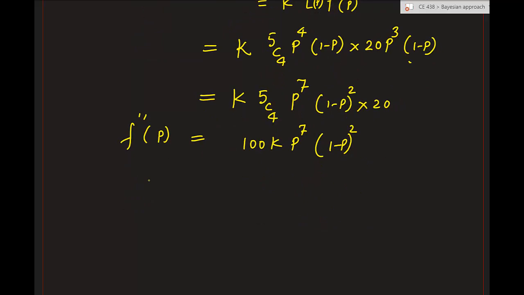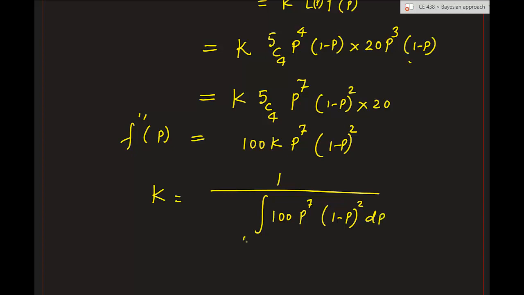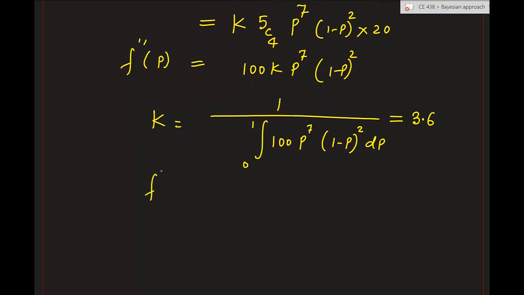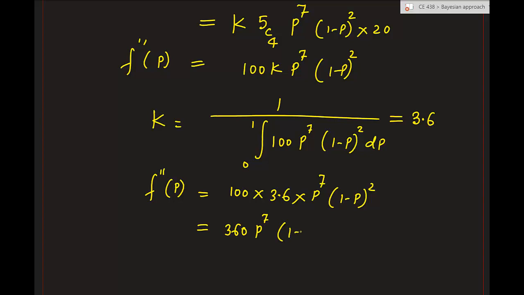So k is the normalization constant, and that is simply 1 divided by the integration of 100 p^7 (1 minus p)^2 dp, where p lies between 0 and 1. If you perform this integration, it will come to 3.6. So if I plug this value in, I can write the posterior distribution as 100 times 3.6 into p raised to the power 7 times (1 minus p) whole squared. So this is 360 p^7 (1 minus p)^2. This is the posterior distribution.